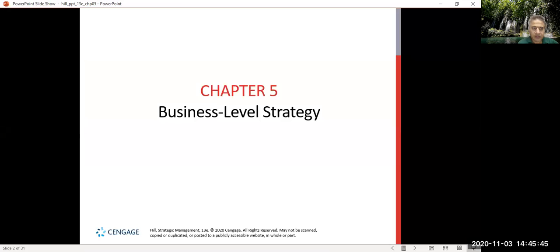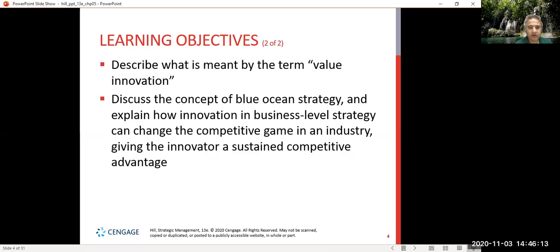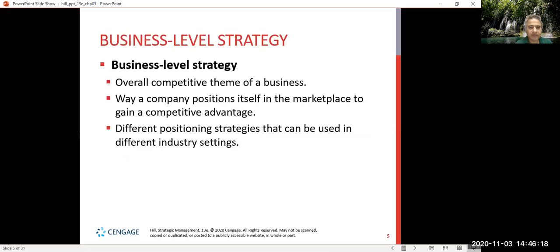Okay. So chapter number 5 is about business level strategy. These are the learning objectives. What is the difference between low cost and differentiation strategy? How can you articulate how the attainment of a differentiated or low cost position can give a company a comparative advantage, and explain how a company executes its business level strategy through functional level strategies and organizational arrangements. What is meant by value innovation, and then discuss the concept of the blue ocean strategy.